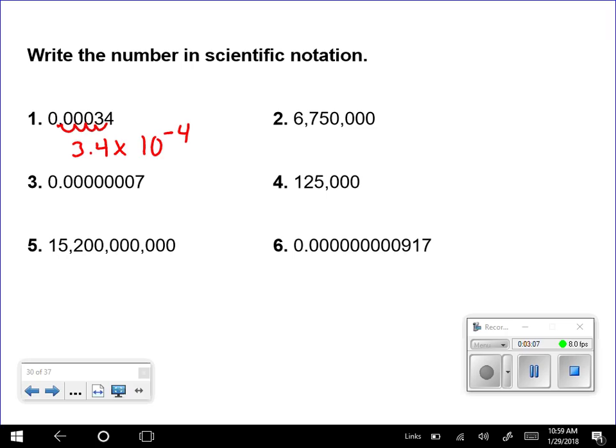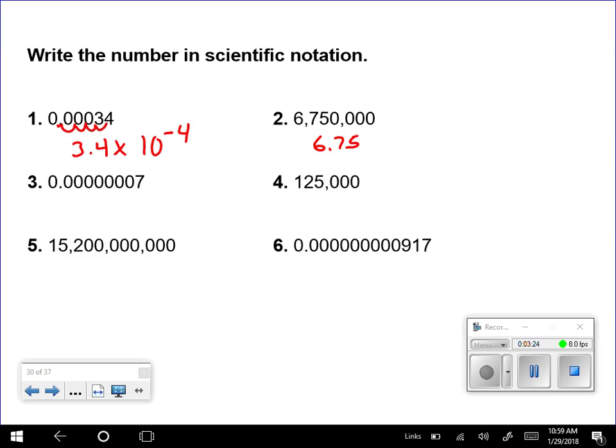So for number 2, our decimal place starts at the end of the number because it's a really big number, so we know our exponent's going to be positive. We want to put our decimal point between two numbers that's going to create a number between 1 and 10, in this case 6.75.